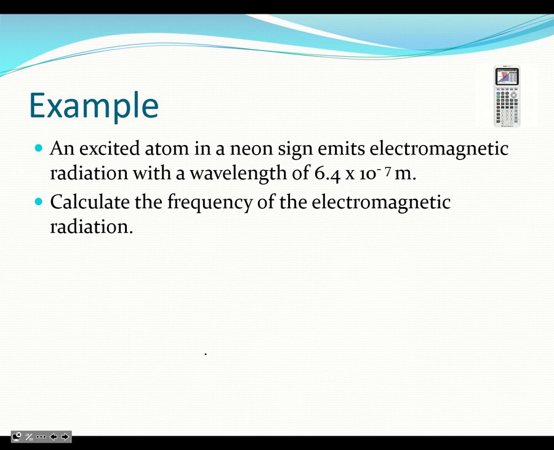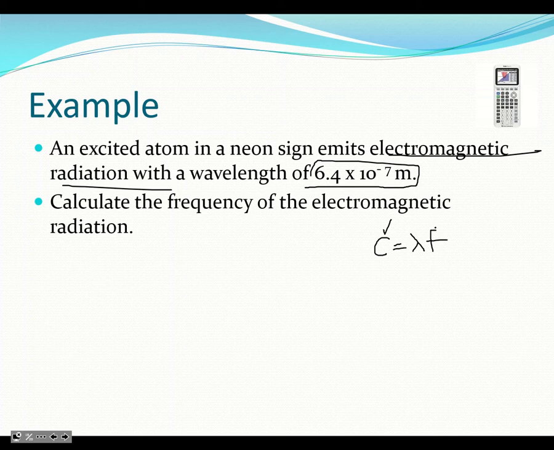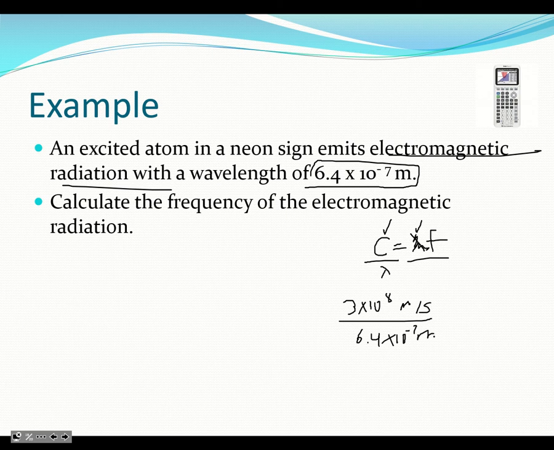Okay, so let's do an example. An excited atom in a neon sign emits electromagnetic radiation, and they give us a wavelength. Calculate the frequency. So we can use c equals lambda f, and we know the speed of light because it says that it is electromagnetic radiation, so it travels at the speed of light, and we also know the wavelength. So if we move wavelength down here, diagonally that way, we can find the frequency. So the speed of light is 3 times 10 to the 8 meters per second, and our wavelength is 6.4 times 10 to the negative 7 meters.